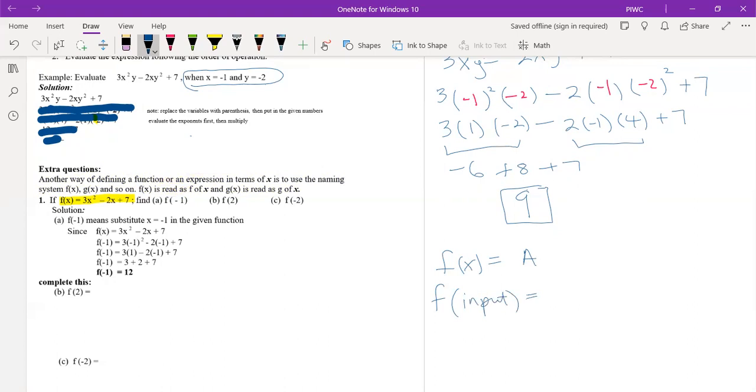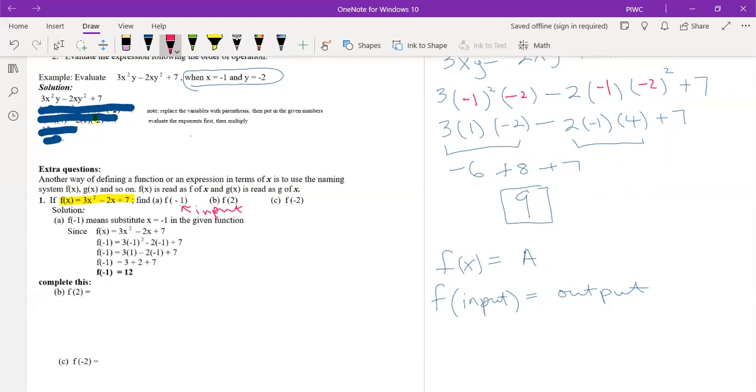And what you put into the given rule, you get an outcome. So the outcome is the output. Okay, so it's an input and output. So what we have here means that if I take the first one, find f of -1, it means that this -1 here is your input. You're putting in -1. So in place of x, you put -1. So let's try that one.